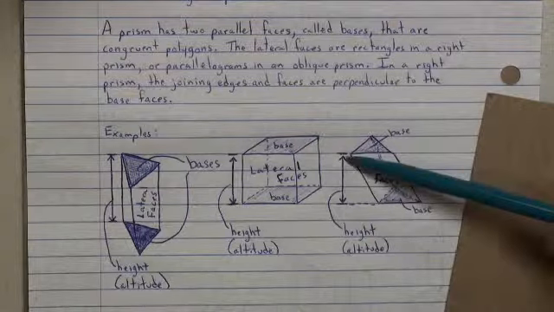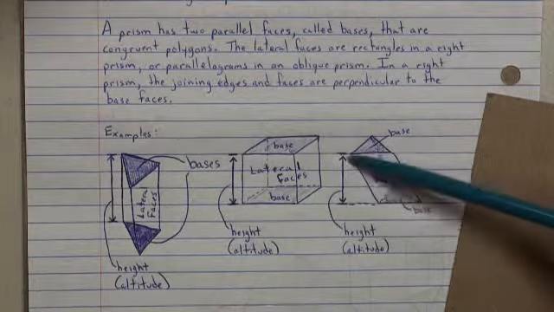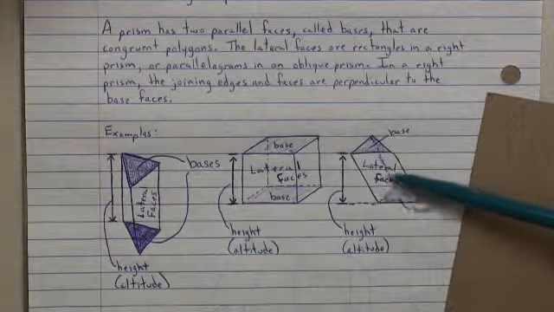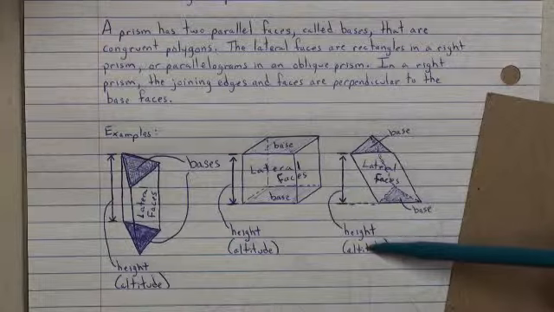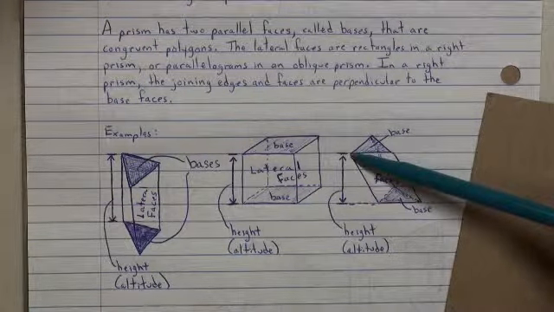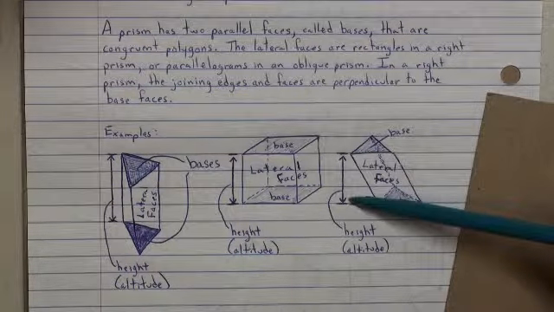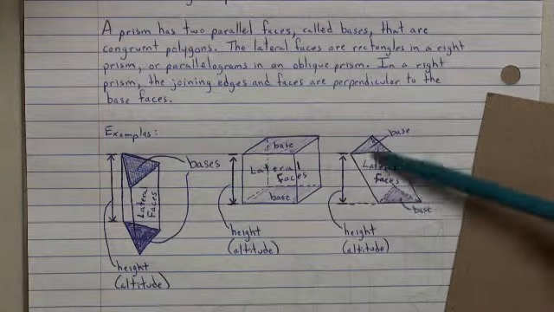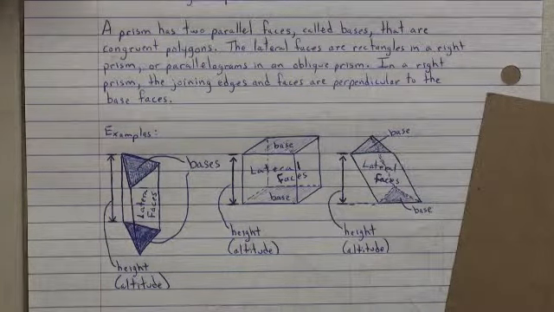So the height goes from the top to the floor, straight down. It doesn't follow along the side. If this thing is leaning, the height is from the top straight down. That's the altitude. Imagine standing on this corner and dropping a weight down. It wouldn't go in a slanted direction. It would go straight down. That's the height. So we have bases, lateral faces, and the height, or the altitude. All right, let's go to the next page.